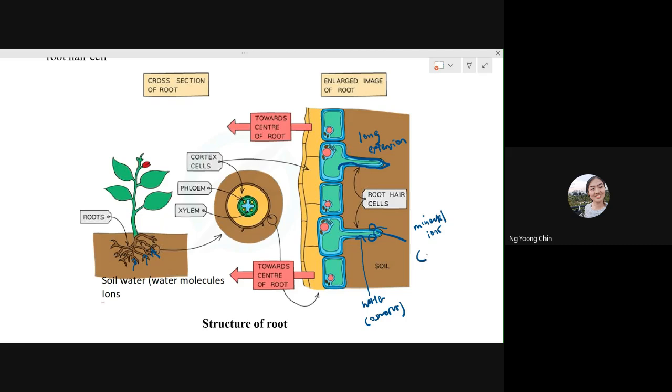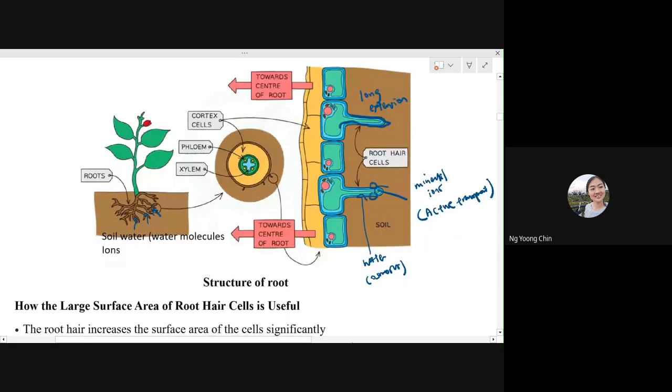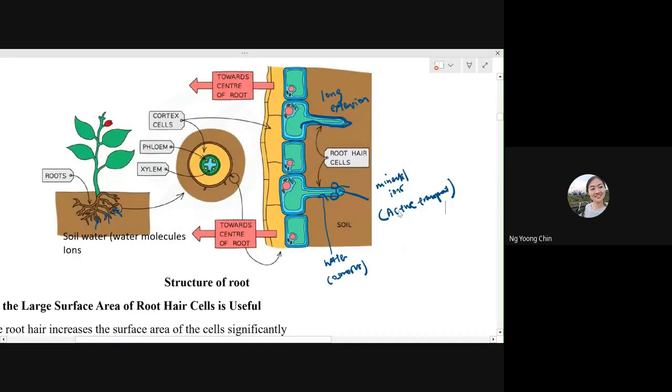Because it uses active transport, this is a very common topic to be asked in the IGCSE exam. They will ask you how the root hair cell is able to get the mineral ions. So this is your answer: the root hair cell actively transports the mineral ions into the cell sap. The inside of the root hair cell we call the cell sap. From the soil water, they will enter into the cell sap of the root hair cell.